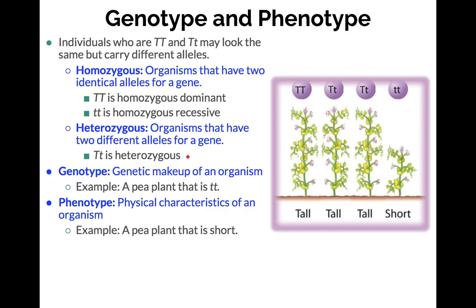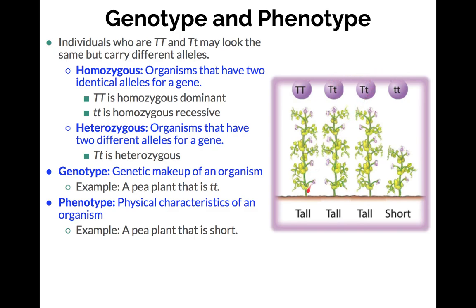The genotype is the genetic makeup, so literally just the letters, or the coding or the alleles that are in that specific organism. And the phenotype is the physical characteristics that occur because of that genotype. For example, that would be the pea plant that is short. Okay, so here's the example here, right? This one would be homozygous dominant. This would be homozygous recessive. And then these two would be heterozygous.